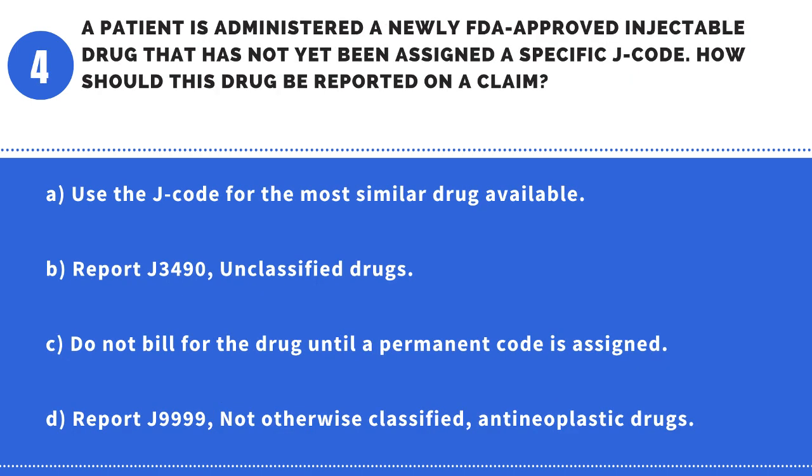Question 4. A patient is administered a newly FDA-approved injectable drug that has not yet been assigned a specific J code. How should this drug be reported on a claim? A. Use the J code for the most similar drug available. B. Report J3490, unclassified drugs. C. Do not bill for the drug until a permanent code is assigned. D. Report J9999, not otherwise classified, antineoplastic drugs.